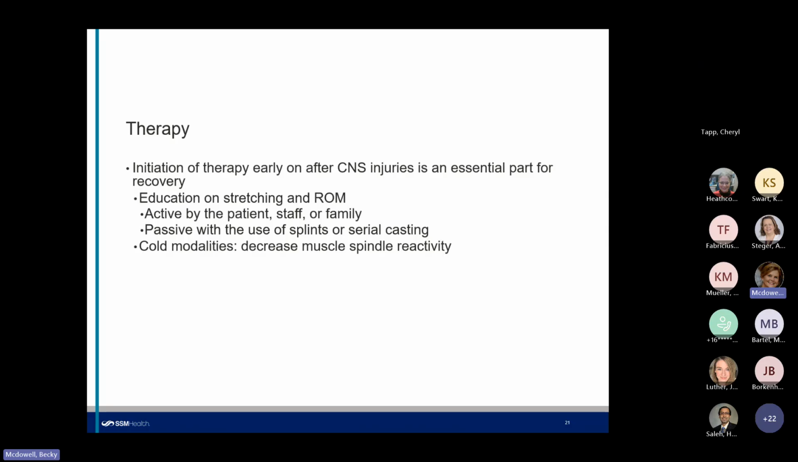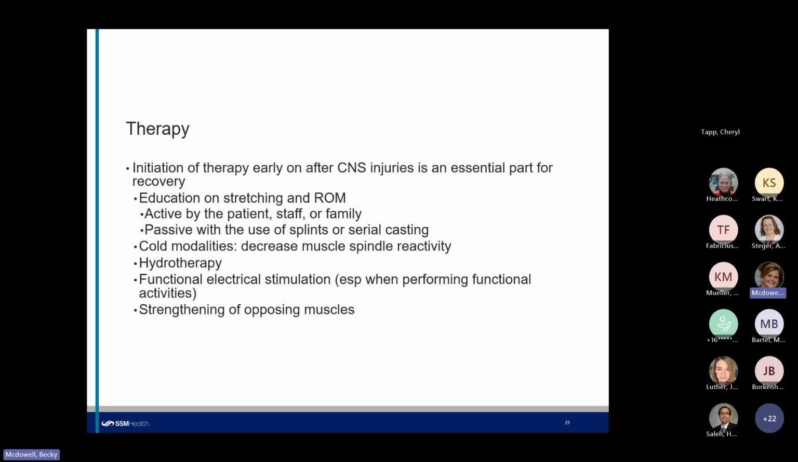Cold modalities can decrease muscle spindle reactivity and help with stretching and spasticity. Hydrotherapy is helpful. Functional electrical stimulation, especially when performing functional activities, is helpful, and my next slide will go over this in a little more detail. Strengthening of the opposing muscles: if somebody has really tight elbow flexors and they're always in flexion, you want to try to strengthen their triceps and elbow extensors because that's going to fight against the spasticity in the elbow flexors. Vibration, biofeedback, and direct tendon pressure can also be helpful.